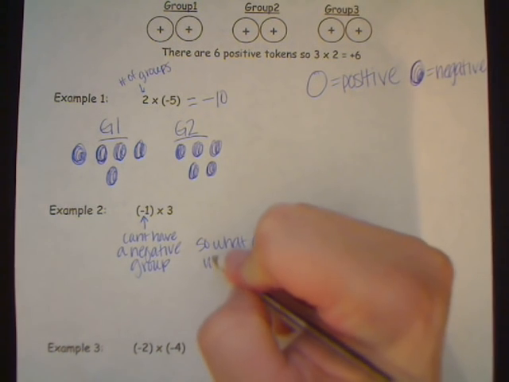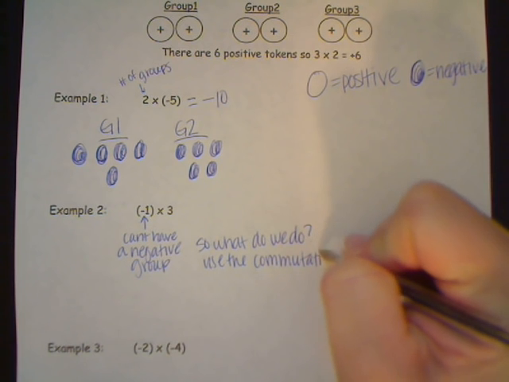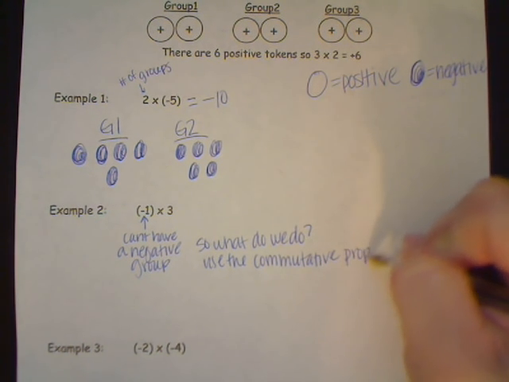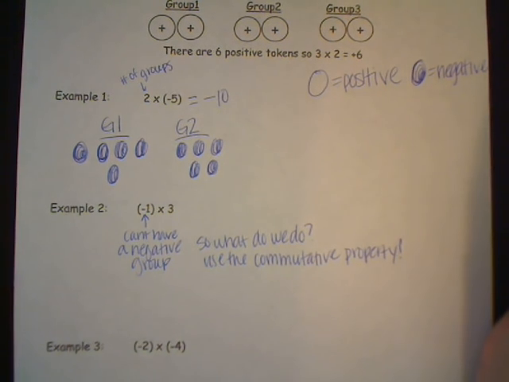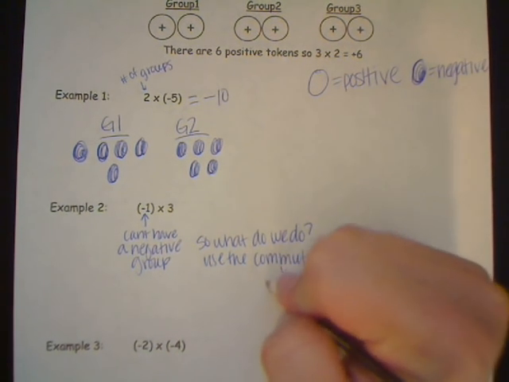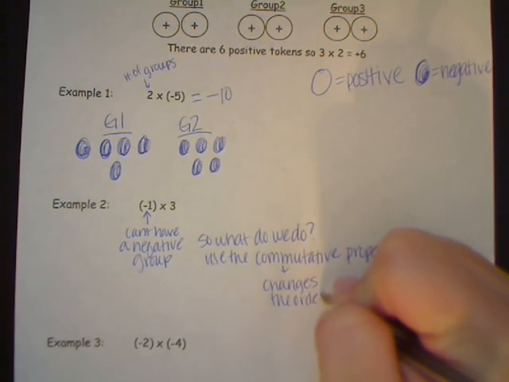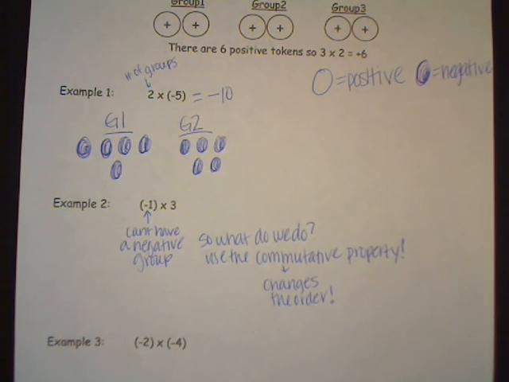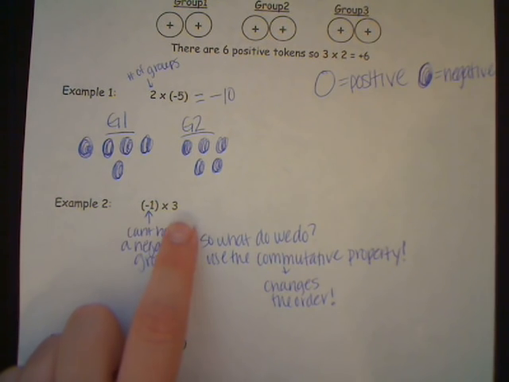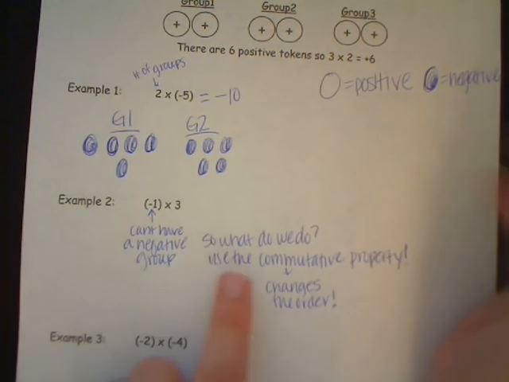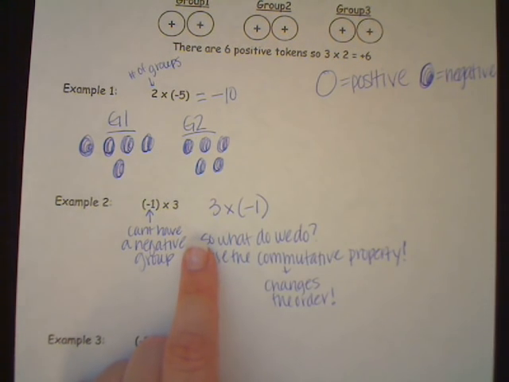We use the commutative property. If you remember, the commutative property, it's what we just took our test on, changes the order. So let's reverse the order. First I have negative 1 and 3, so now we're going to change the order. Now I have 3 times negative 1.